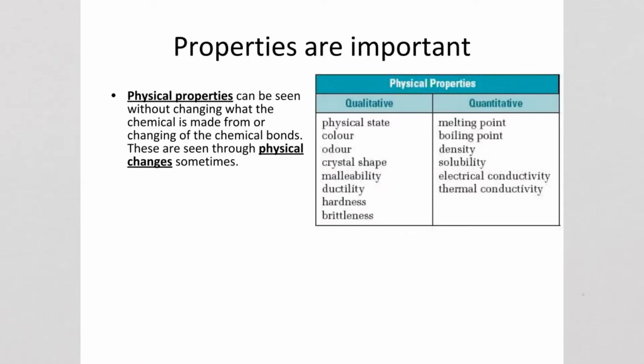Alright, so let's look at some ideas of physical properties. These can be observed or measured without changing what the chemical or compound is. Sometimes they're seen through physical changes, things like evaporation, condensation, melting, freezing, sublimation, deposition. Those are all types of phase changes.